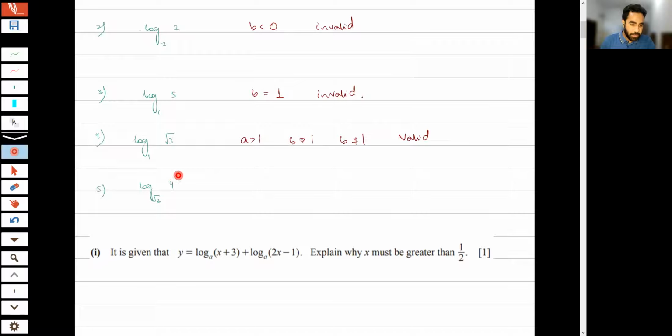So yeah, for question number 5, I have log 4 base root 2. Again, the value of a is greater than 0, the value of b is greater than 0, and the value of b is not equal to 1. So this log would also be valid.